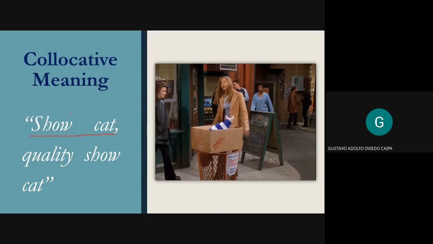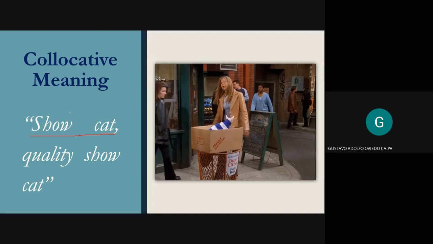Show cat. So for example, if you hear the words show dog or show horse, you know that dog and horse are not just any dog or any horse, right? It's a very specific kind of animal that can be shown in a competition and be judged by the quality of its breed, of its DNA.